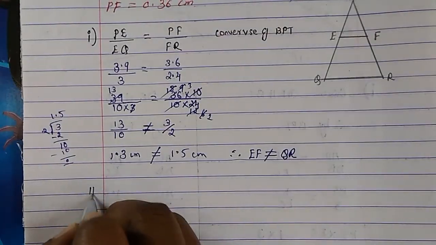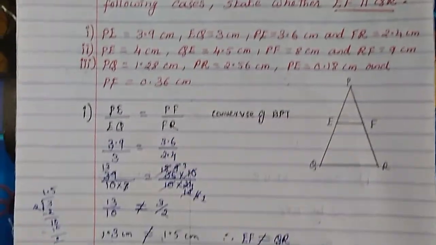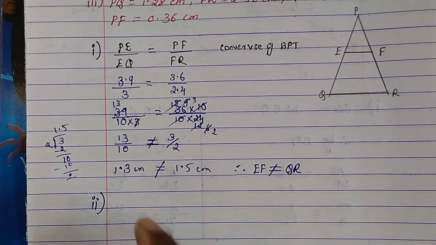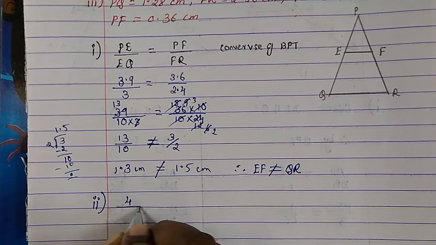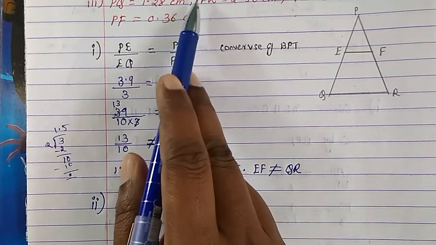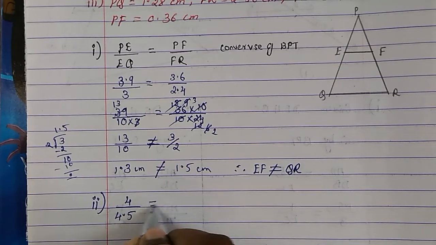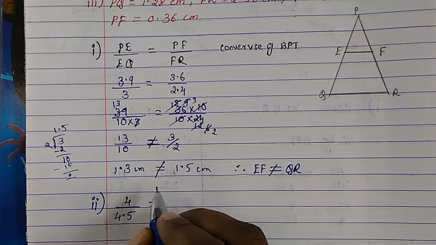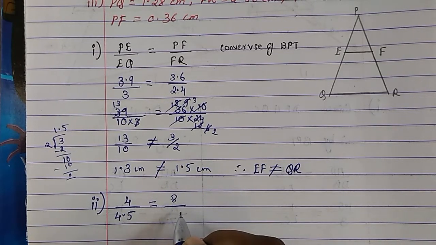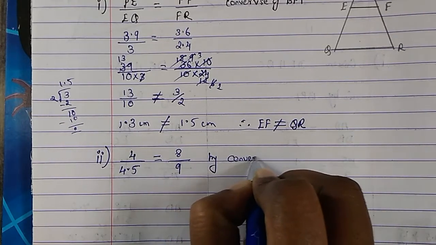So same way you have to do the second part also. For the second part also, the ratio remains the same. So we have to prove whether they are equal or not. So PE is in this case 4 centimeter, EQ is 4.5. Then PF is 8 here given, and RF or FR is 9. So by converse.